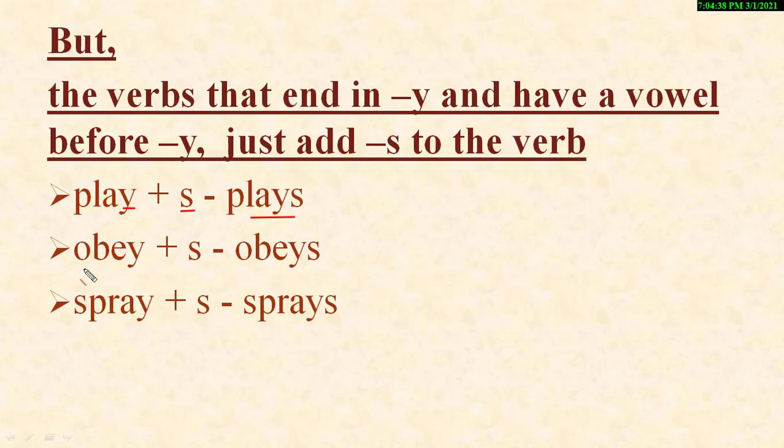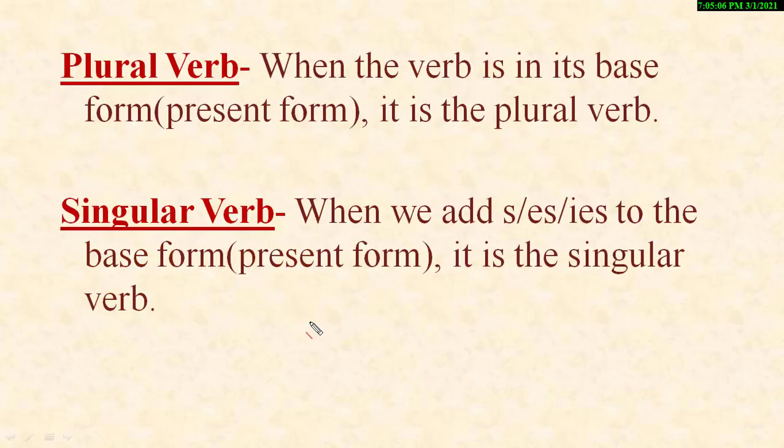Again, you can see the next verb is obey. Obey ends in y and it has E before that, which is a vowel. So we should simply add s with this verb. It becomes obeys. The next verb is spray. Spray ends in y. It has a vowel before that. So we should add s. It becomes sprays.